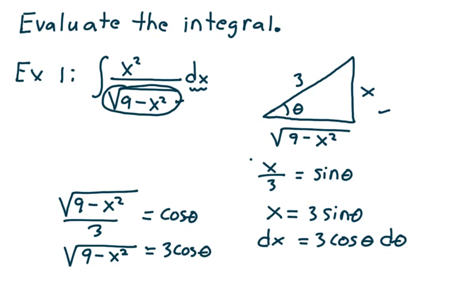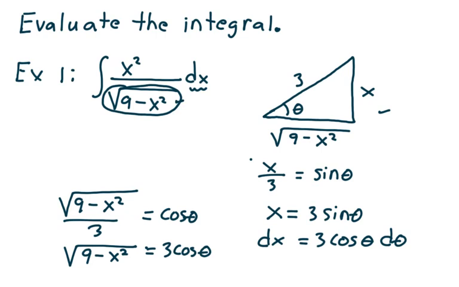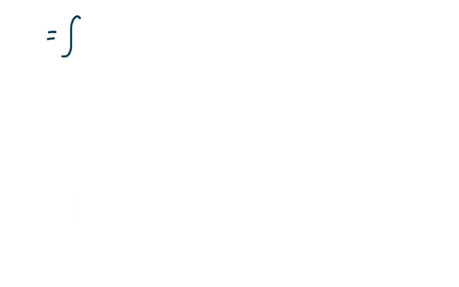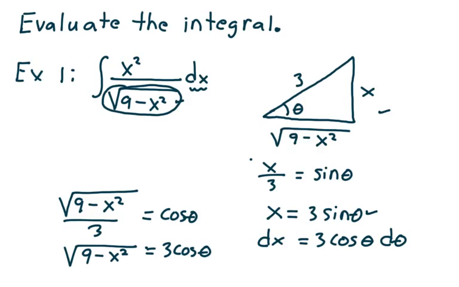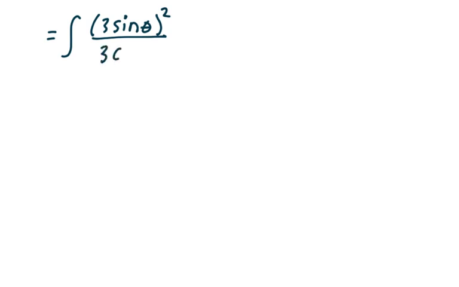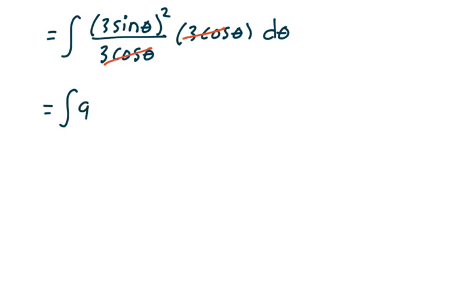And I'm in business because I want you to see what happens. So now, remember that x is 3 sine theta. So I'm going to take 3 sine theta and I'm going to square it. I'm going to divide by 3 cosine theta and I'm going to multiply by 3 cosine theta d theta. But the 3 cosine thetas cancel, and if I square that, I get 9 sine squared theta d theta.